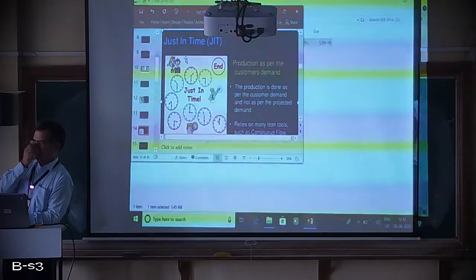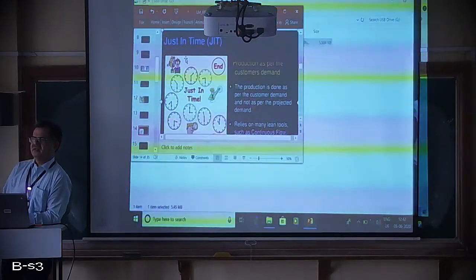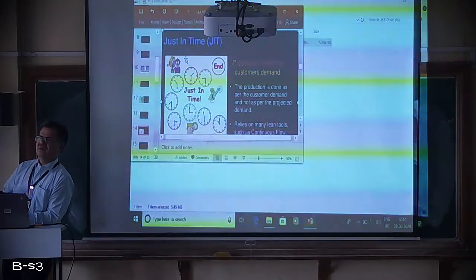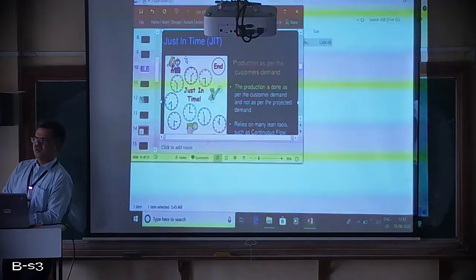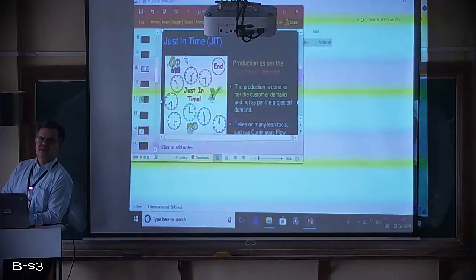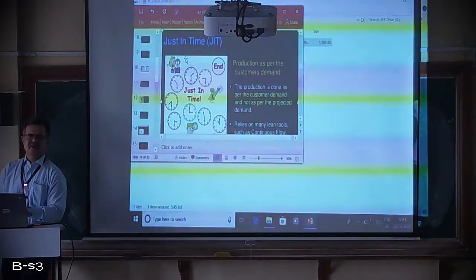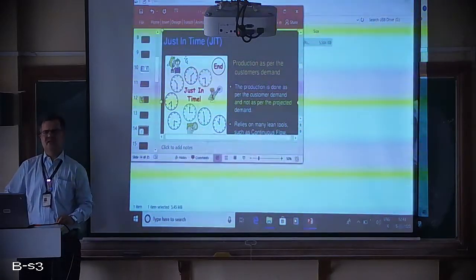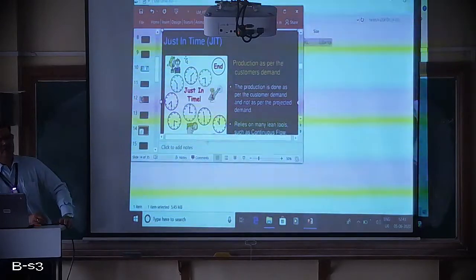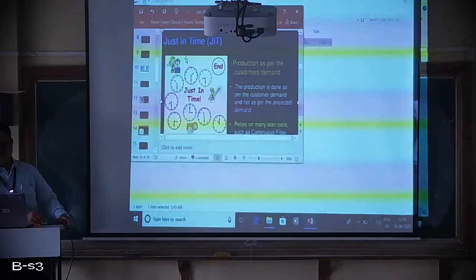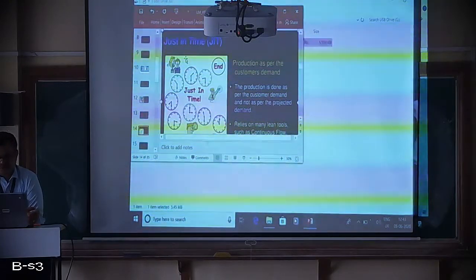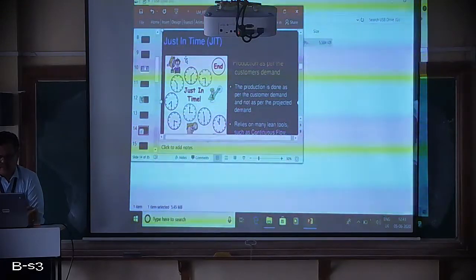For example, during 2019-20, they might have projected more demand for the automobile sector, maybe four-wheelers or two-wheelers, for 2021. But of course, suddenly COVID-19 reversed things: they have production, but no market. So all these suddenly disturb their entire schedule, and they can't go as per the forecast. But just in time always says that production is done as per the customer demand and not as per the projected demand.